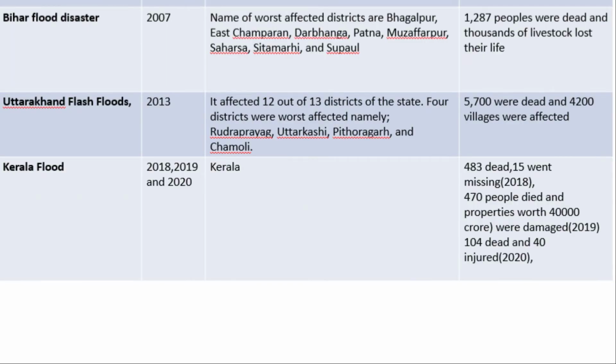In 2007, the Bihar flood affected India. The district most affected was Bhagalpur, and most of the Bihar districts were affected. Around 1,287 people were dead in it, and thousands of livestock lost their lives. Next came the Uttaranchal flood in 2013. It affected 12 to 13 districts of the state, and 4 districts were very badly affected. In this flood, 5,700 people were dead and 4,200 villages were destroyed. Next is the Kerala flood. Kerala was affected by floods in 2018, 2019 and 2020. Many people were dead, many were injured and most of the people lost their livelihood.